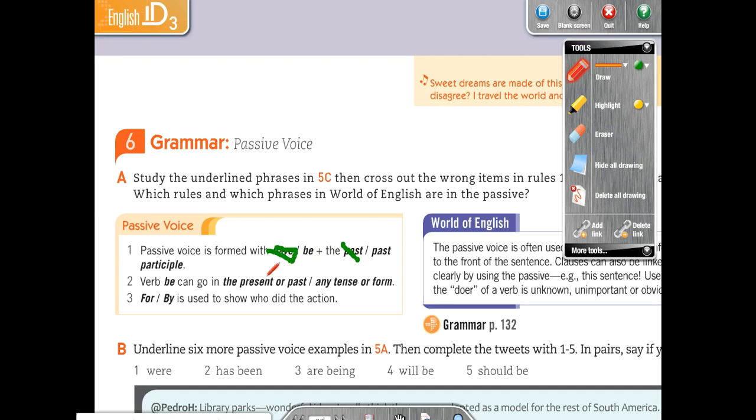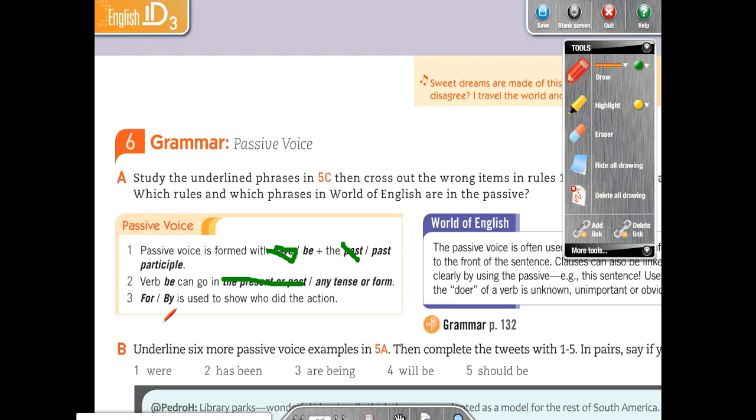The correct answer is any tense, so the incorrect one is this one. There is no problem. It can be in future, in present perfect, or in past. And we're going to use "for" or "by" to show who did the action, in case you want to know. But remember, normally the passive voice is used because that is not important or, well, it's obvious.